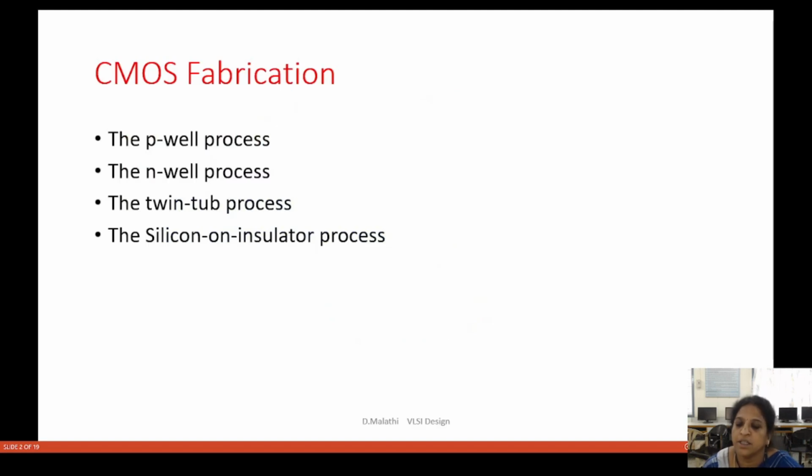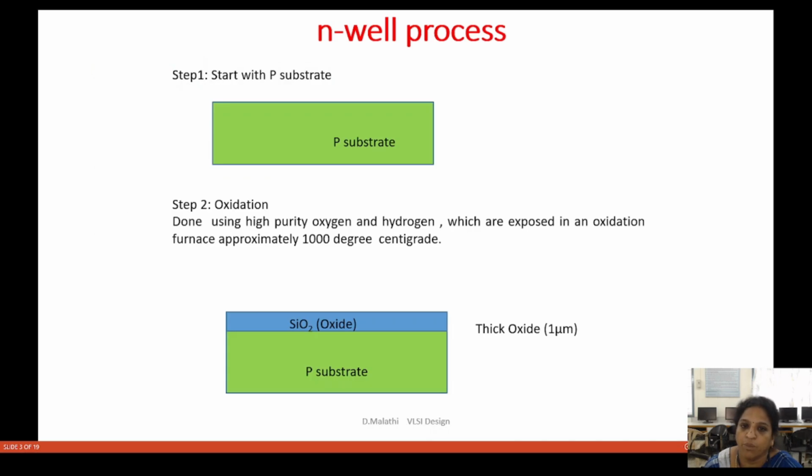There are different methods involved in the CMOS fabrication process: N-well process, P-well process, twin-tub process and silicon on insulator process. Today we will discuss the N-well process.